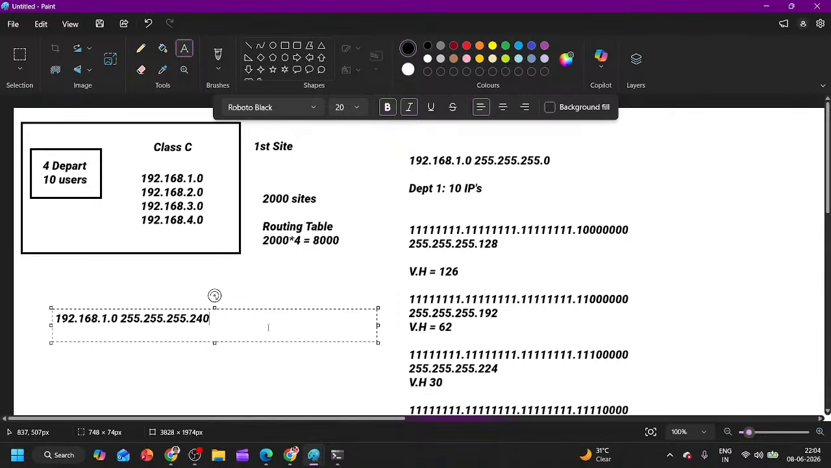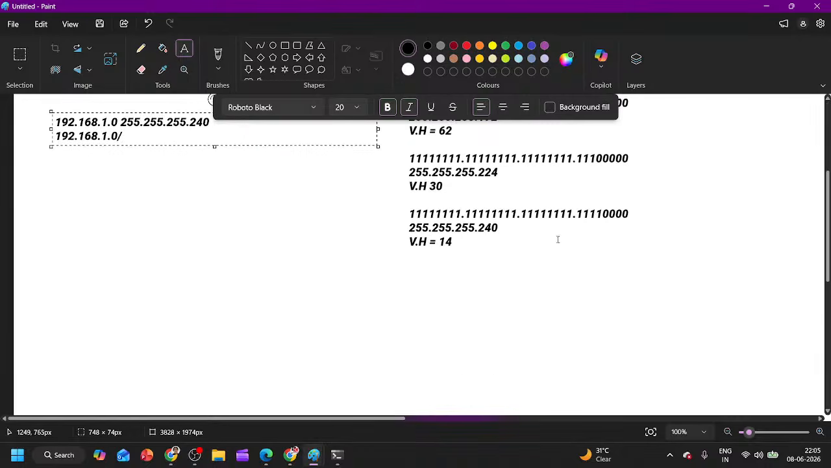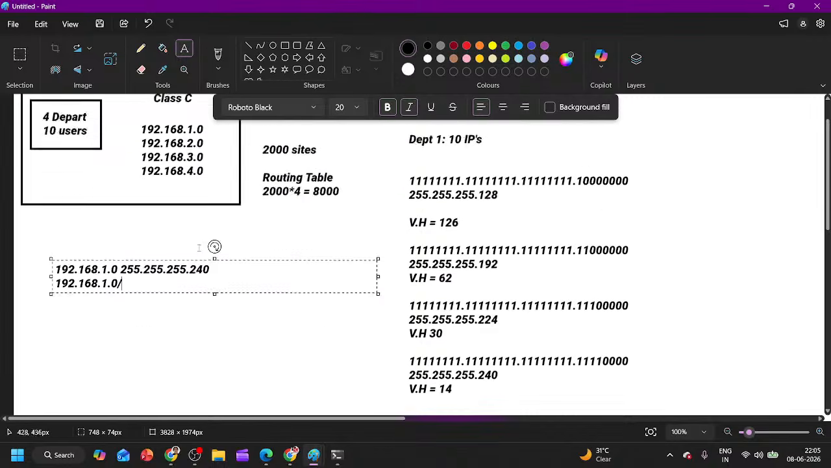Like in subnet mask, we have both network bits and host bits. But if I'm only going to represent the network bits, that will be called CIDR. Either you can represent this IP address or network ID in this way, or you can represent it like this: 192.168.1.0 slash 28. 28, 24 plus 4, 28. Both are same. This is subnet mask representation. This is CIDR representation. CIDR stands for classless interdomain routing.